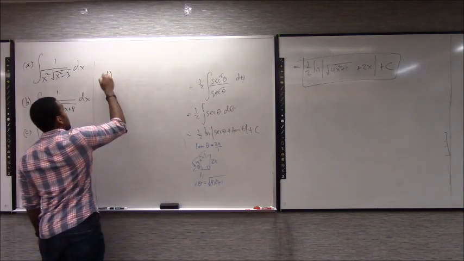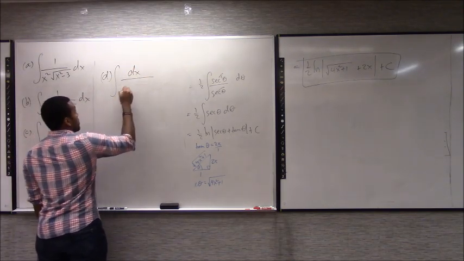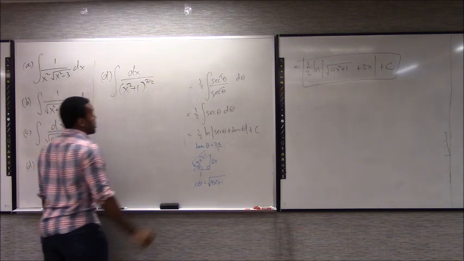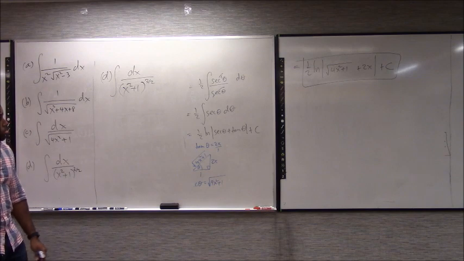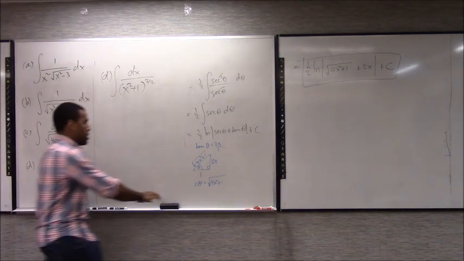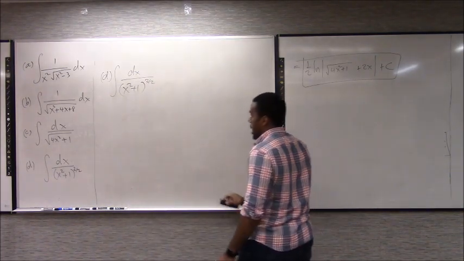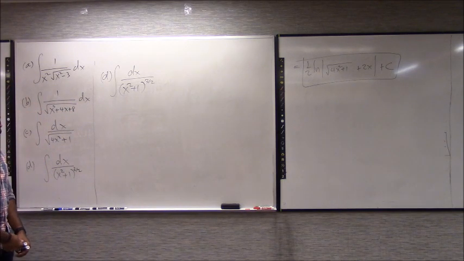Okay, so the integral of dx over (x squared plus 1) to the 3 over 2. Now, of course, if we were integrating 1 over x squared plus 1, that's easy. That's just a general formula, arctangent of x plus c. But now I raise that thing to the 3 over 2 power. What do we do now?